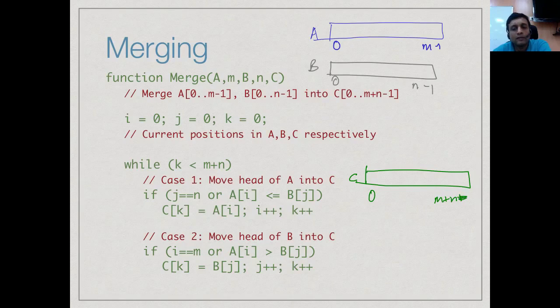Right? So what we do is we start by putting an index i, j into these two lists and an index k into the list C, and we compare these two values and we take the smaller of the two values and move it here, and then we keep moving these two indices, and all the while we keep moving k. So the question is, how long does this take?